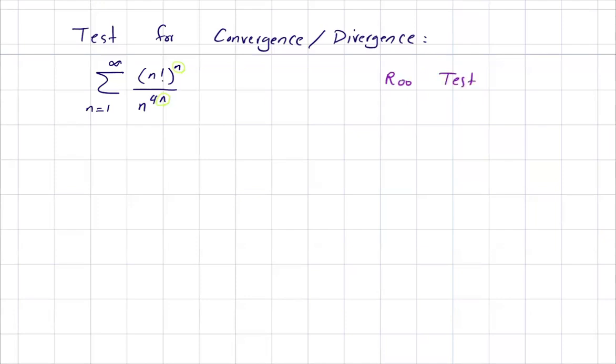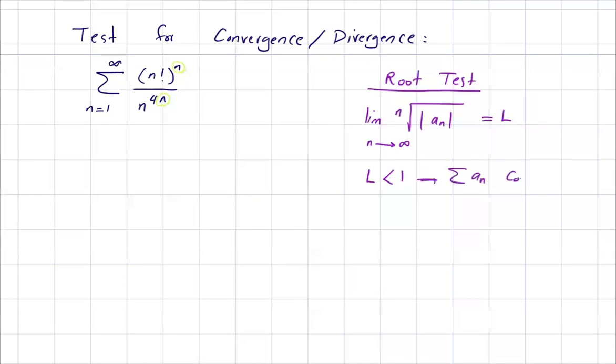For the root test, remember that we find the limit of the nth root of the absolute value of an as n goes to infinity, and the behavior is the same as the ratio test. If L is less than 1, the series an is convergent. If L is more than 1, you have a divergent series. And if L is equal to 1, it is inconclusive. The test doesn't work here.